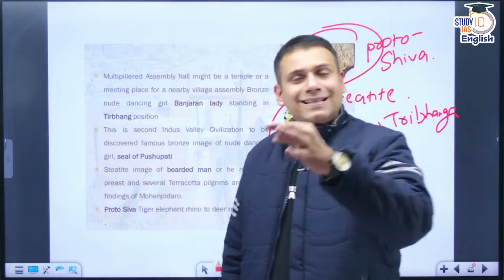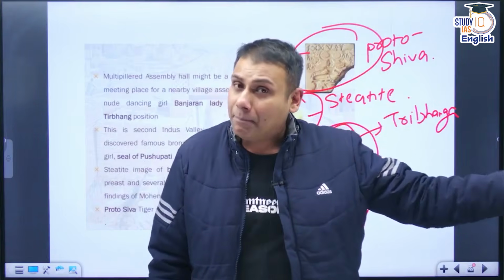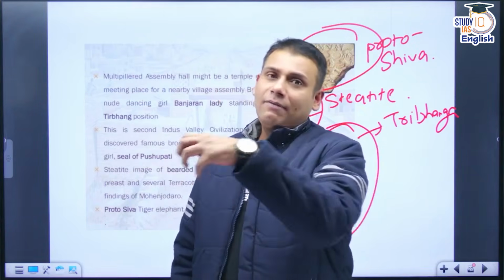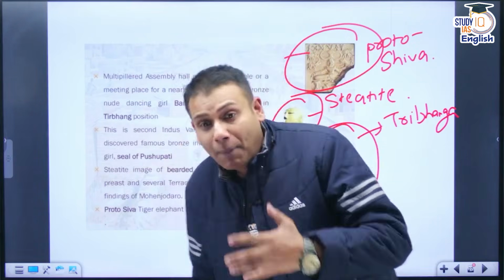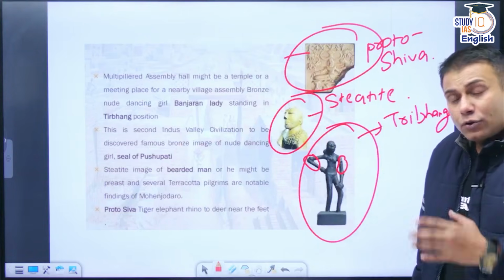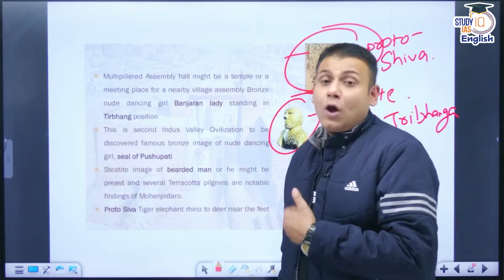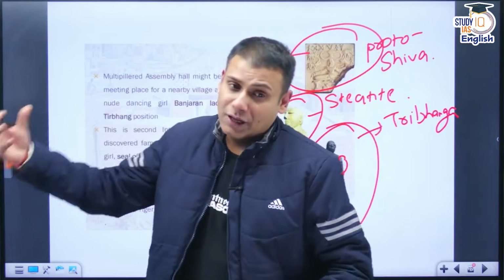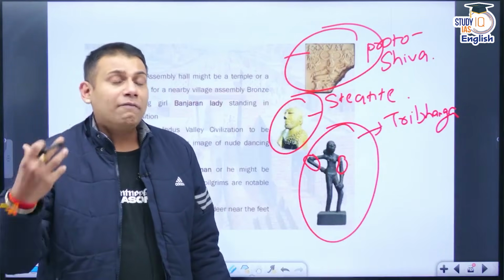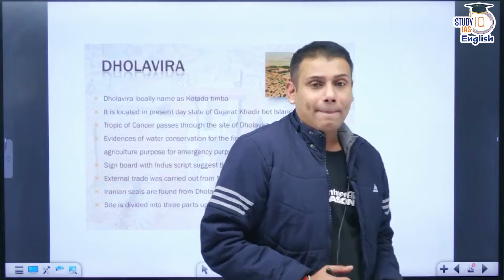A multi-pillared assembly hall has been found at the site of Mohenjo-daro, probably a temple or a meeting place for a nearby village assembly. Basically, a multi-pillared village assembly hall. So these are the key findings, and the Great Bath that we discussed right now has been found at the site of Mohenjo-daro. So these are the key findings from the site of Harappa and Mohenjo-daro. Okay.